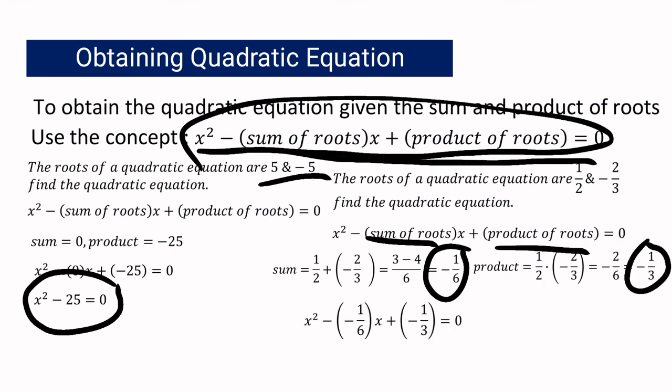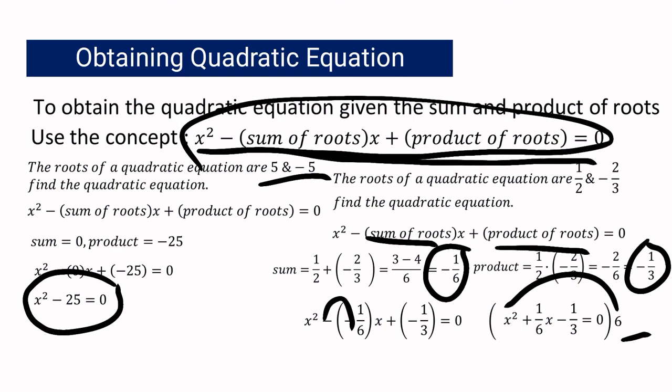We are going to substitute here and also in here. If we do that, the sum is negative 1 over 6 and the product is negative 1 over 3. To simplify further, it will become x squared plus, because you have two negatives here, so it will become plus, and then 1 over 6x minus 1 over 3. Again, we have a fraction here. To simplify, we need to multiply the whole equation by the LCD. This time around, what is the LCD? Yes, the LCD is 6.